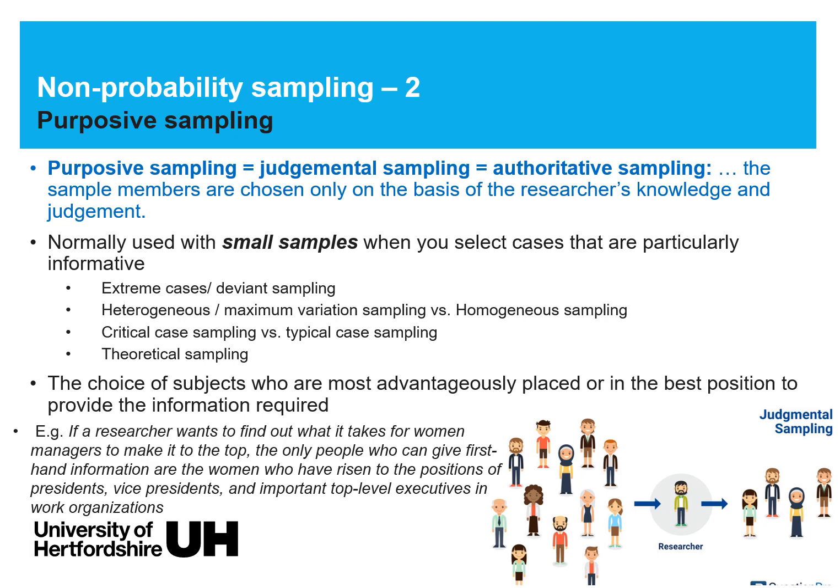The choice is of the subjects who are most advantageously placed, or in the best position, to provide the kind of information that you require, because you know these four employees have a very conscientious, very good work ethic. So you choose them to help you understand the work ethic related issues in organizations. Okay, so that's very judgmental, based on your knowledge as a researcher.